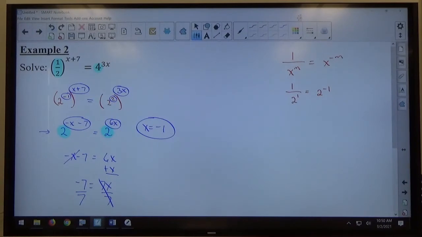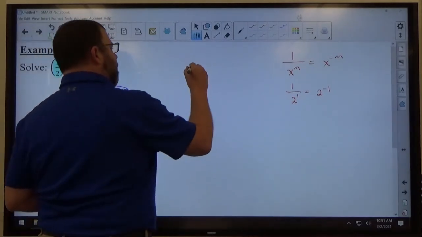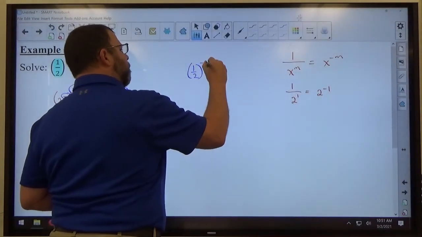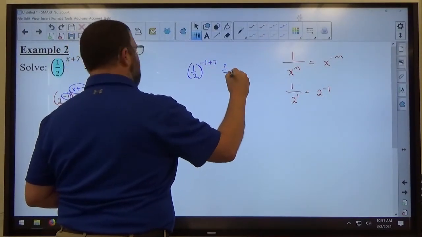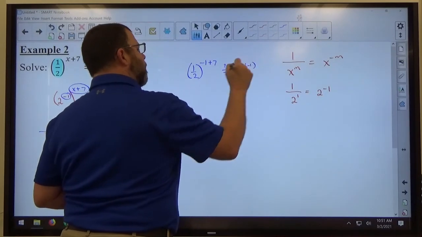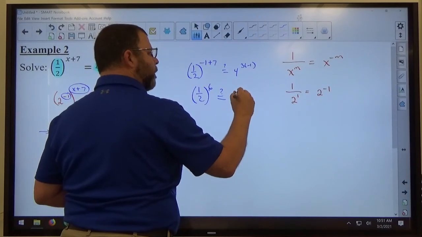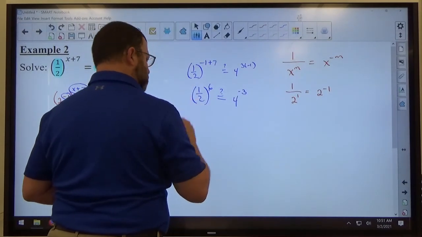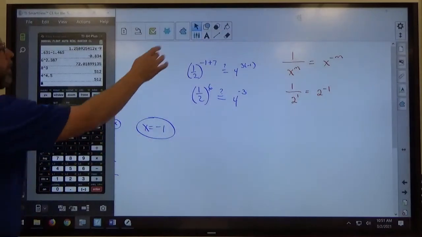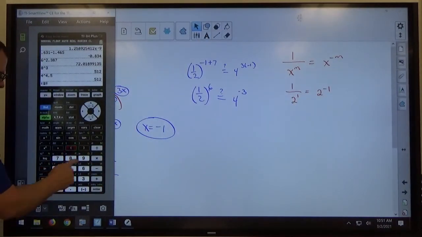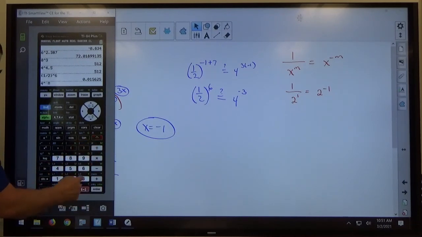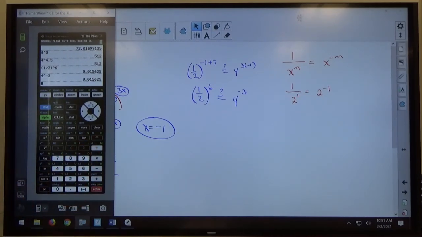If you're unsure of yourself, all you have to do is substitute -1 in for x and verify that the numbers are the same number. So again, I've got (1/2)^(-1+7) is supposed to equal 4^(3 times -1). That's going to be (1/2)^6, which might be equal to 4^(-3). Get my calculator out. Type in parentheses 1/2 parentheses to the 6th. Type in 4 caret -3, and then the same number, which verifies that it's true.